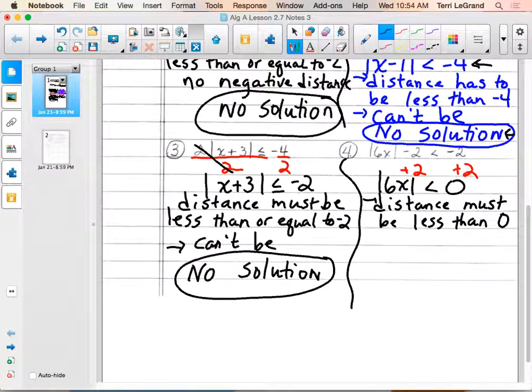And we're going to say, you know what? Can't be. That means it would have to be negative. And we can't have negative distance, so we're going to say no solution.